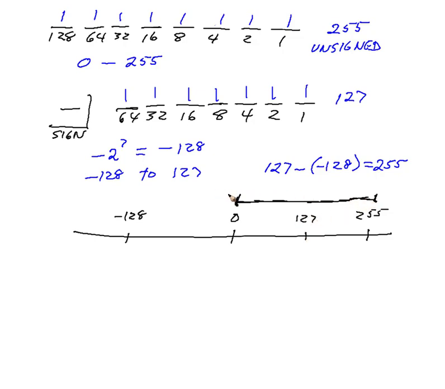I would have the same overall distance, but now it'd be like this. So I've just shifted this range, if you will. I've still got the same number of numbers, but now I can have a sign, but everything costs something. What am I giving up? That signed byte can't hold as large of a positive number as it used to be able to.